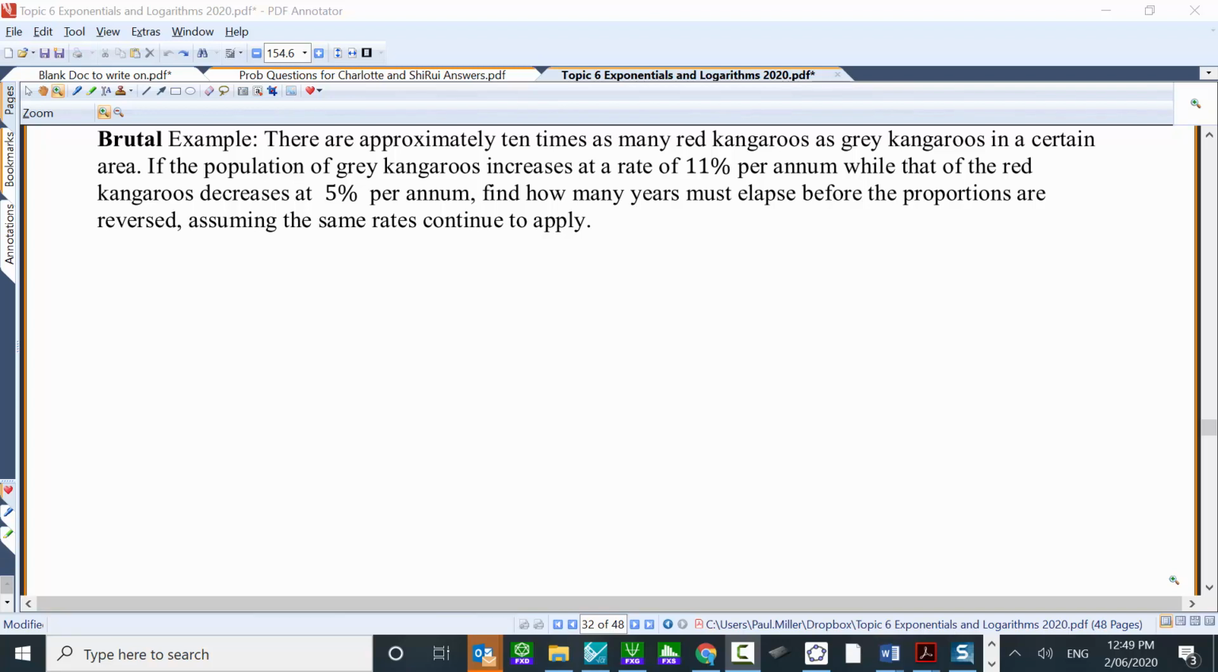All right, the infamous red and grey kangaroos problem. This problem has been around since I was in high school. So let's get stuck into it and try to flesh it out and really understand what's going on with it.